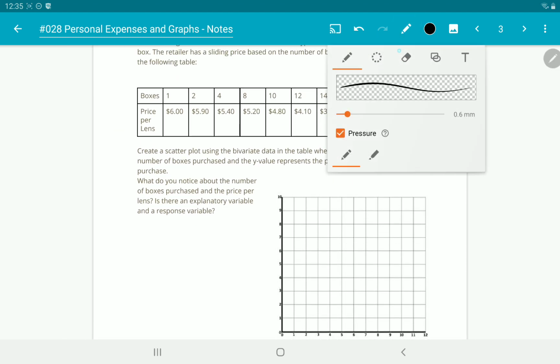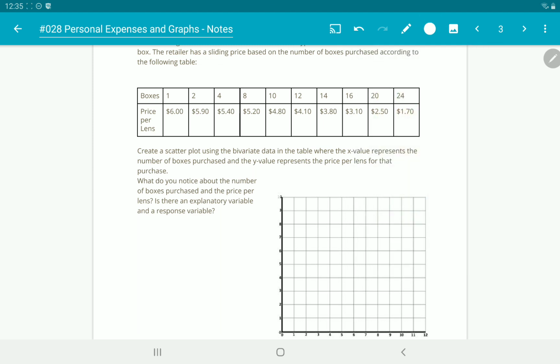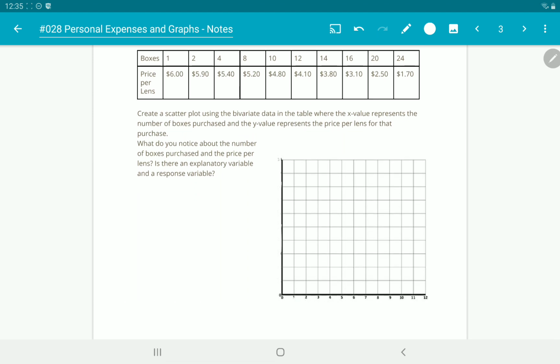So again, I am going to go ahead and basically erase the numbers on this. Yours will not have this on it, so don't worry about it. I'll make sure that it's gone on yours. But I have to do it every time. Okay. So it says to go ahead and plot it using the X value as the number of boxes. So this one's going to be the number of boxes purchased. And the Y value is the price per lens.